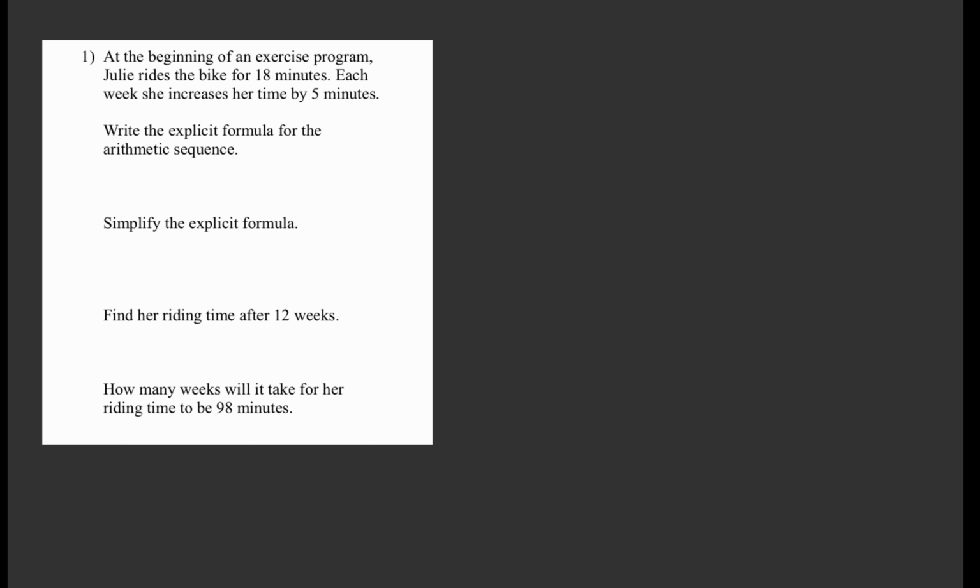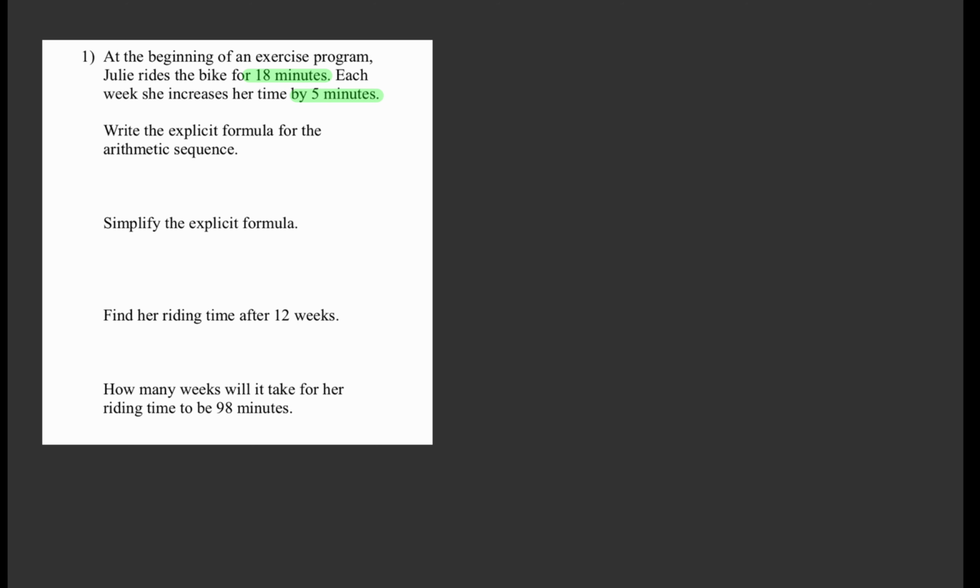Welcome to number 1 for arithmetic sequences. This is 11.3 with explicit formula. So here we have, at the beginning of an exercise program, Julie rides her bike for 18 minutes. Each week she increases her time by 5 minutes.